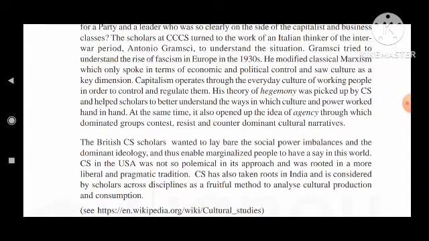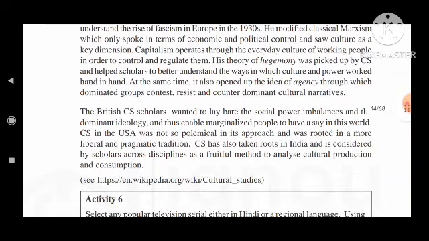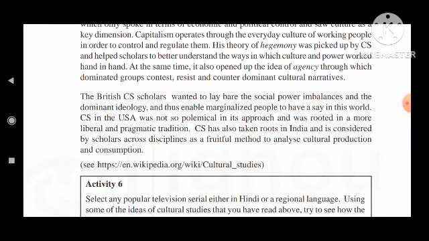He modified classical Marxism, which only spoke in terms of economic and political control, and saw culture as a key dimension. Capitalism operates through the everyday culture of working people in order to control and regulate them. His theory of hegemony was picked up by CS and helped scholars to better understand the ways in which culture and power worked hand in hand.